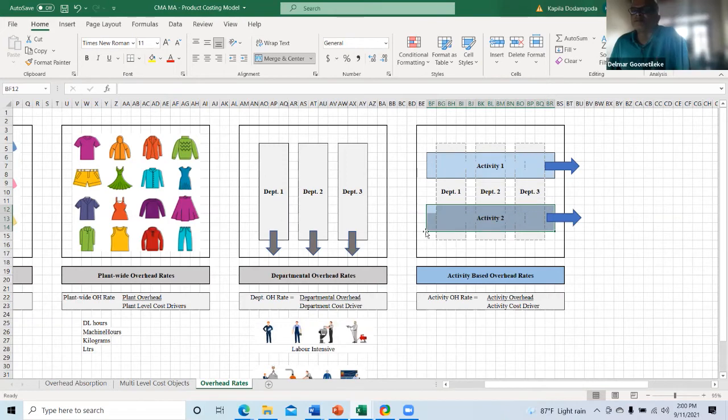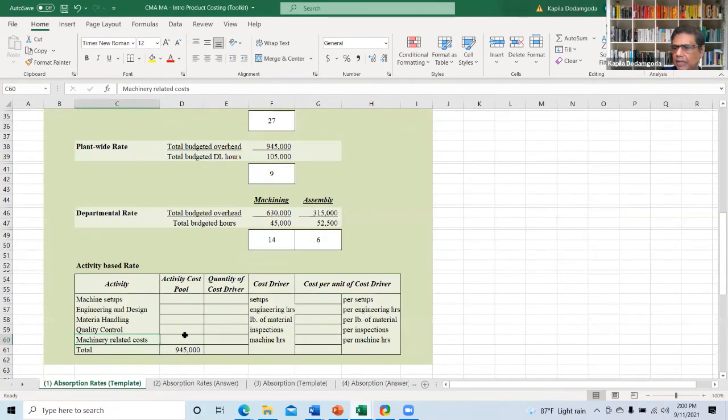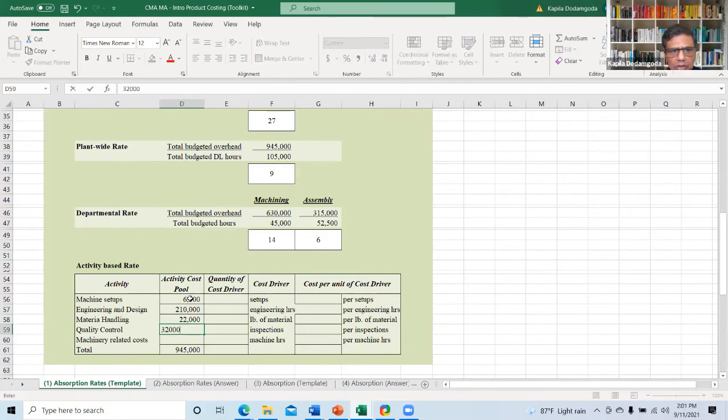Yes. Okay, right. So now we go back to our calculation worksheet. This is where we stand. Right? And now what you need to do is go to your question, where we have been given this detail. First of all, we have been told that machine setting up activity cost is 6,000. Engineering and design cost is 210,000. Material handling cost is 22,000. Right? Quality control cost is 32,000. Machining related cost is $675,000. So altogether, when you take this, this is now 945,000. Okay.